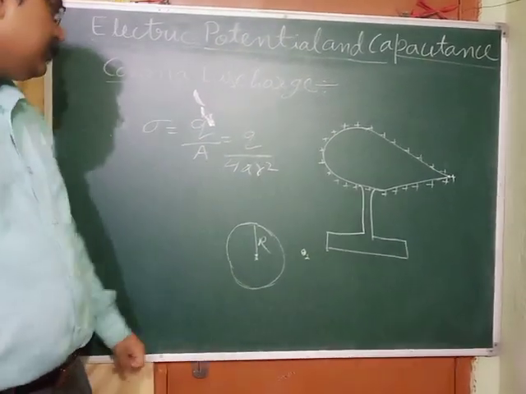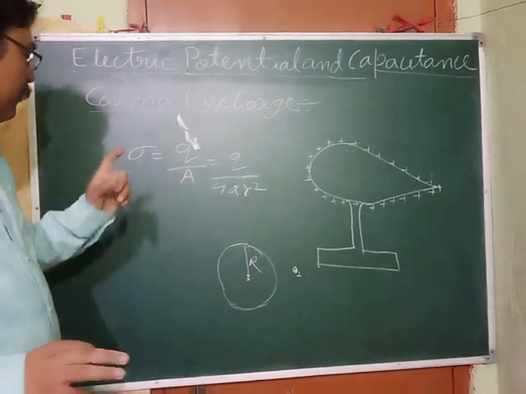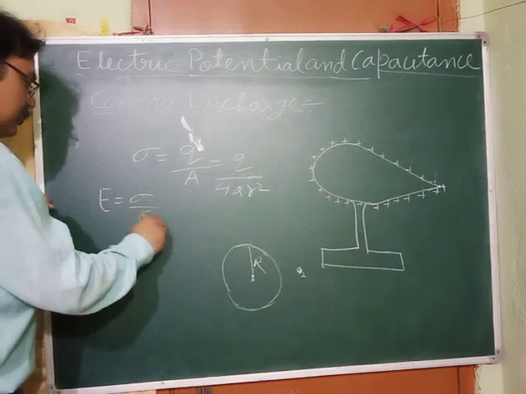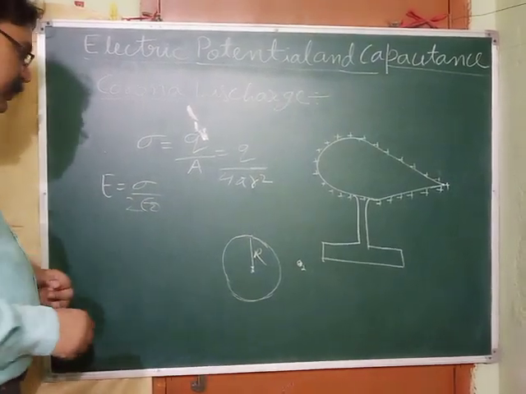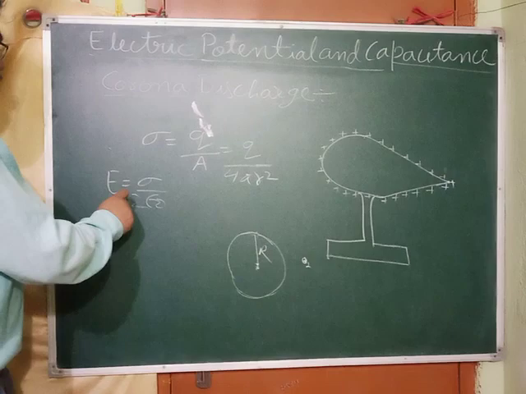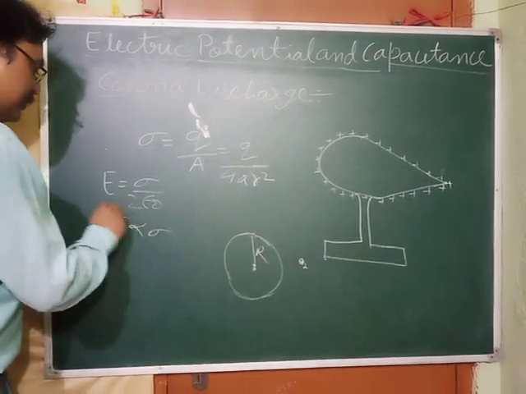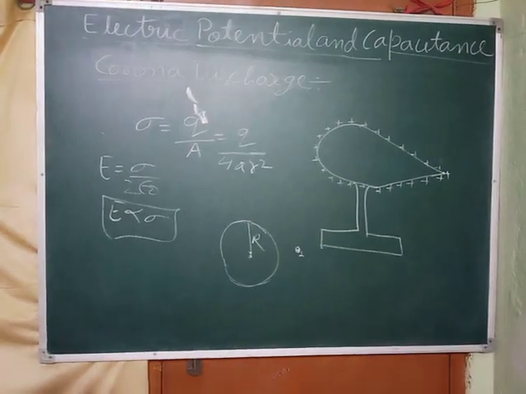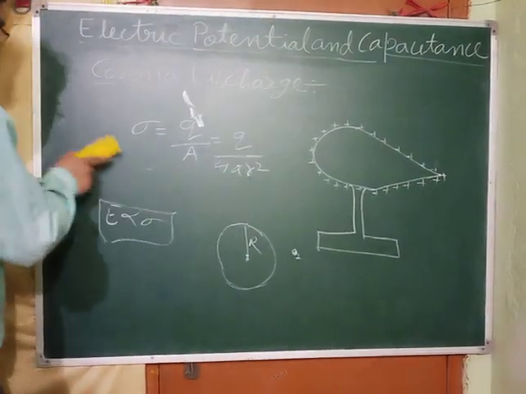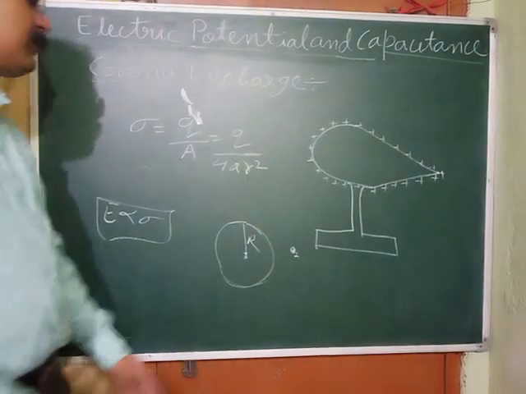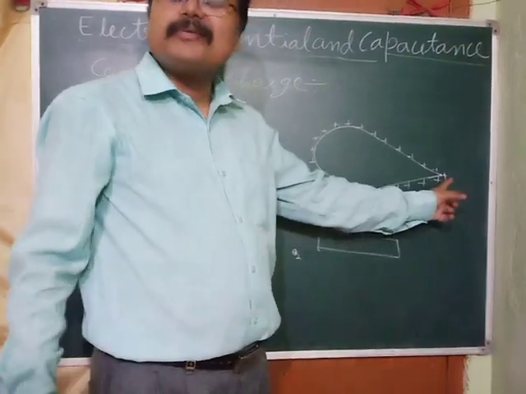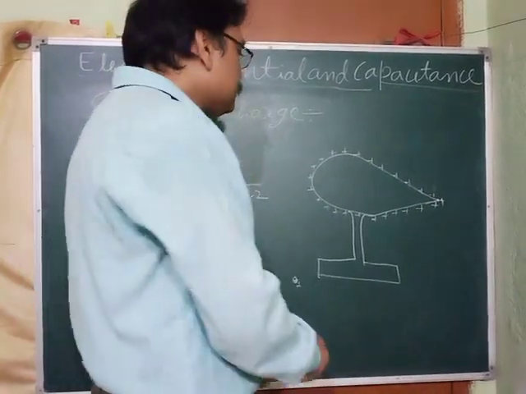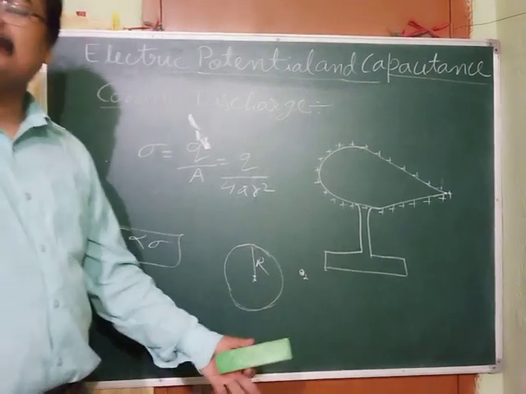Now we know what the electric field is: it is sigma by epsilon naught or 2 epsilon naught, whichever you write. That means electric field is proportional to surface charge density. This we can write. That means the electric field will be strongest near the pointed part. As the electric field is strongest near the pointed part, now what happens? This you will place in some medium.